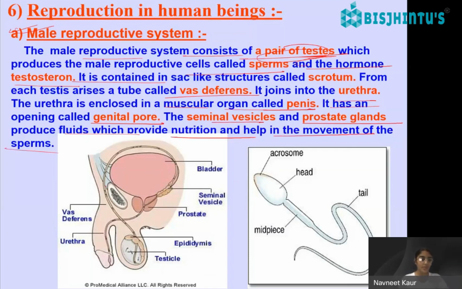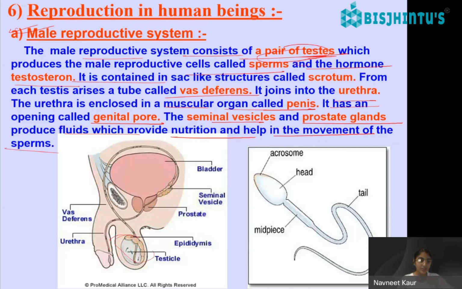The seminal vesicle and the prostate glands produce fluids which provide nutrition and help in the movement of sperms. So this is the main diagram, where this is basically the testis that we studied, where production of male gametes takes place, and the male gametes are called sperms. And these testes also produce testosterone, a male hormone which is responsible for puberty in males.